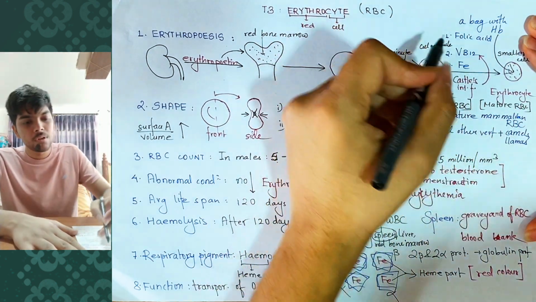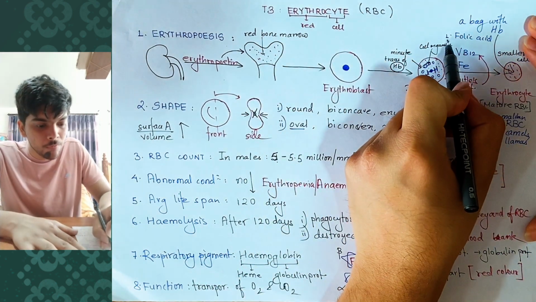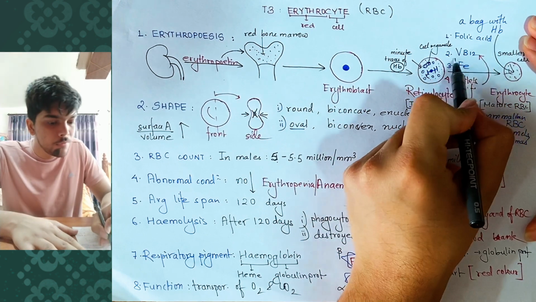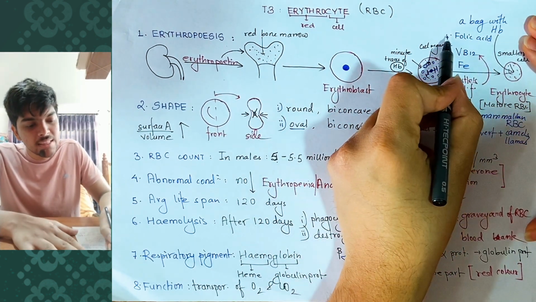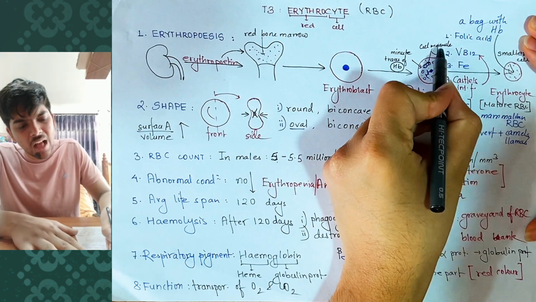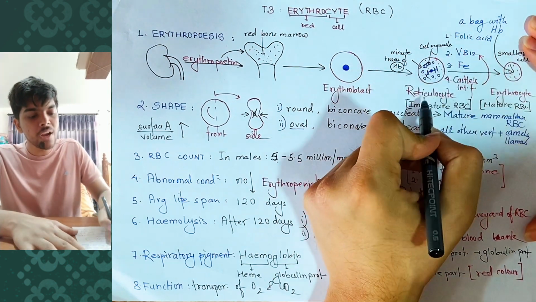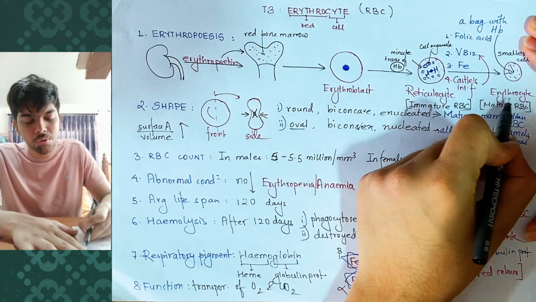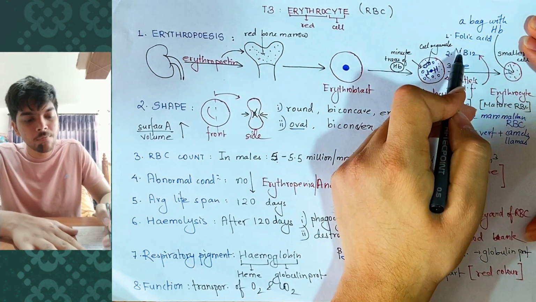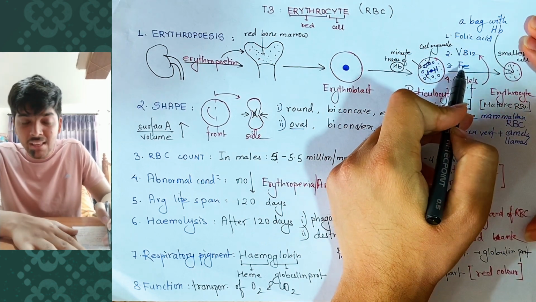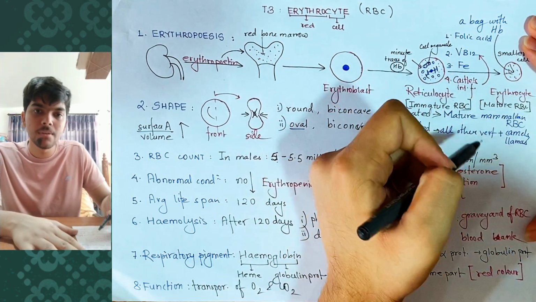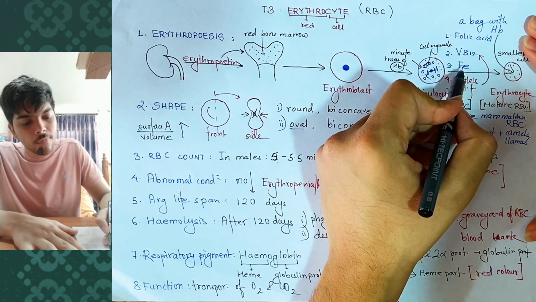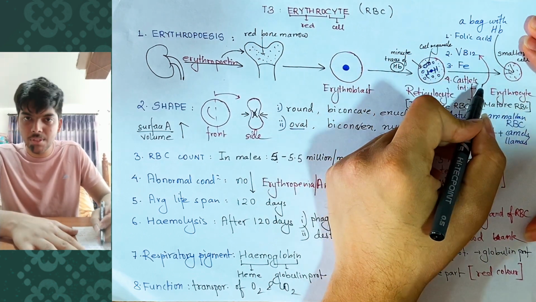What are those? Inside your body, there must be folic acid, vitamin B12 or cyanocobalamin, and iron. These three components are necessary for reticulocyte to mature into erythrocyte. If any one of these three components is lacking, then erythrocyte won't be formed from reticulocyte. Along with these three, there also needs to be Castle's intrinsic factor.